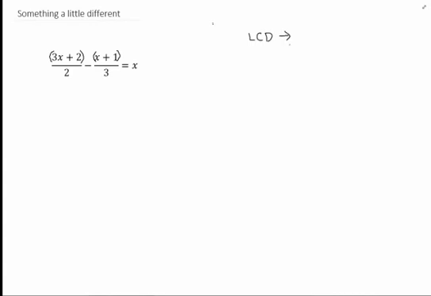Our lowest common denominator between 2 and 3 is 6. So we multiply the equation by 6, just like we did before. Only this time I have 6 times 3x over, or sorry, let me rewrite that.